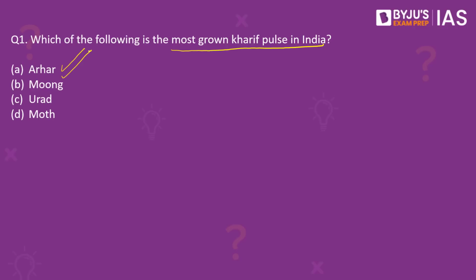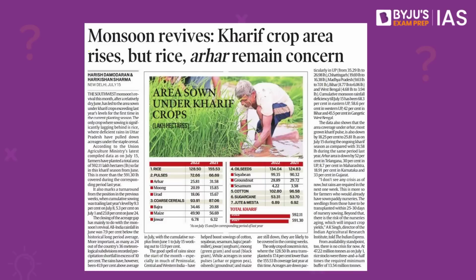Arhar. It is the Arhar dal or the Arhar pulse that is grown in the most quantity. It's a difficult question to answer. The data for which we have taken from this article in the Indian Express today, which talks about the different Kharif crops, as in rice, pulses, coarse cereals, oil seeds, cotton, sugarcane, jute, etc. And also, what is the area that is sown under these crops individually? As you can see, Arhar is actually right there at the top amongst the Kharif pulses.